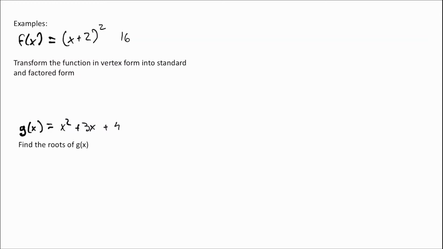Okay, so let's do some examples. I have f of x equals, so this is vertex form, x plus 2 squared minus 16, okay? And I have to transform this function in vertex form into standard and factored form. So let's do this. Vertex into standard, I have to expand. So that will be x squared plus 4x plus 4 minus 16. You see I just expanded this. Then that will get me x squared plus 4x minus 12. So f of x equals x squared plus 4x minus 12. That is my standard form.